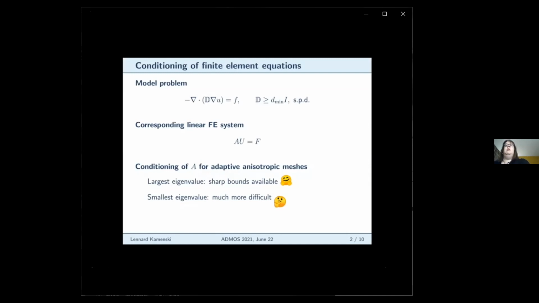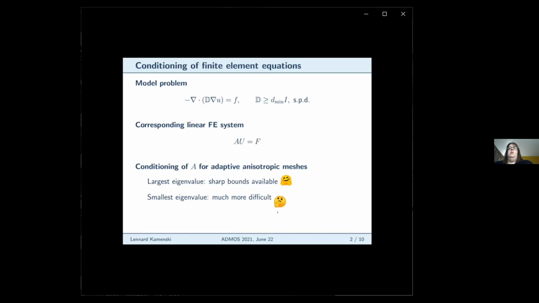Let's start this way. Consider a boundary value problem and the corresponding linear finite element system. Highly adapted meshes can have a strong influence on the system, and this can have a big impact on convergence and accuracy of the solution. For the conditioning, we estimate the extreme eigenvalues of A. The estimation of the largest eigenvalue is well understood. It's bounded by the largest eigenvalues of the local stiffness matrices. But a good bound for the smallest eigenvalue is quite difficult.